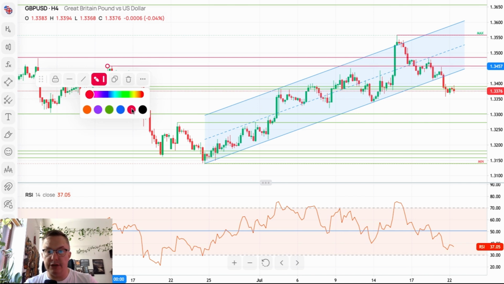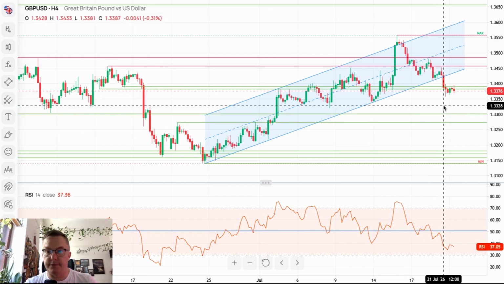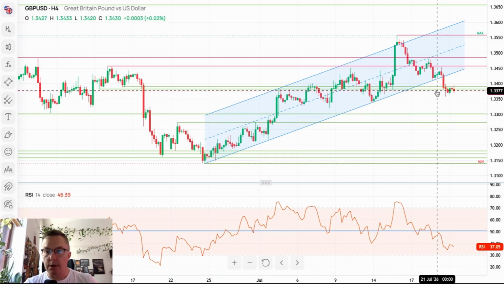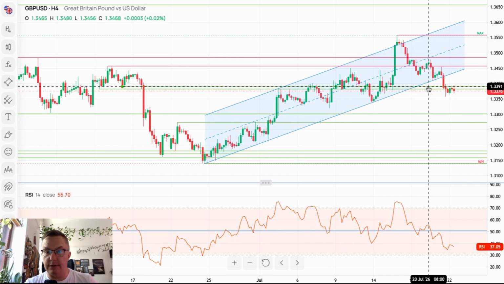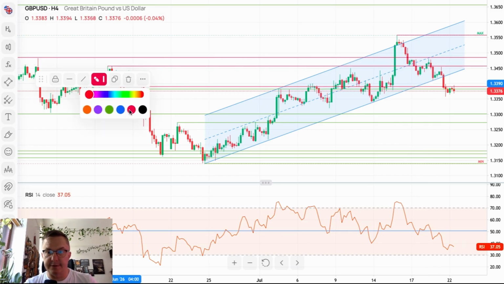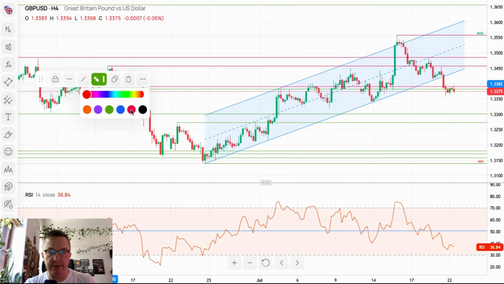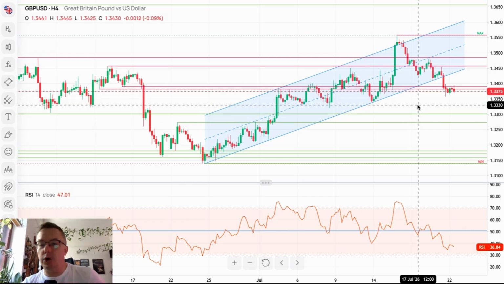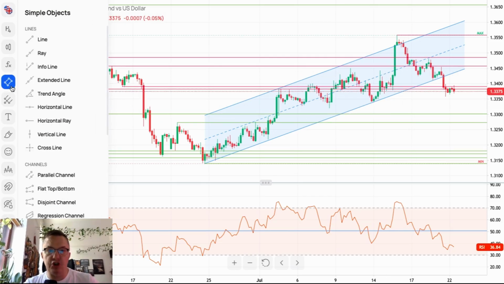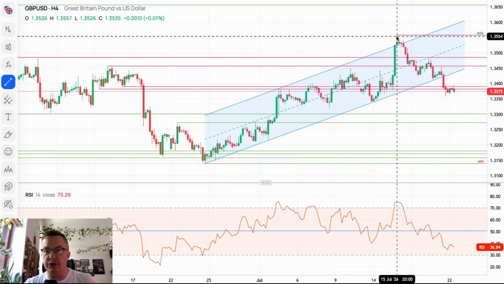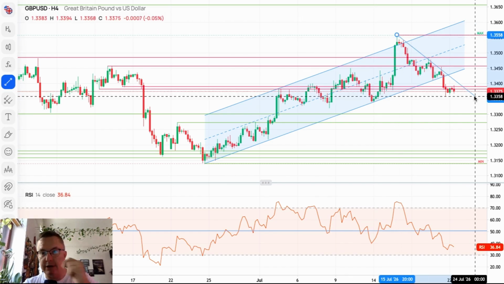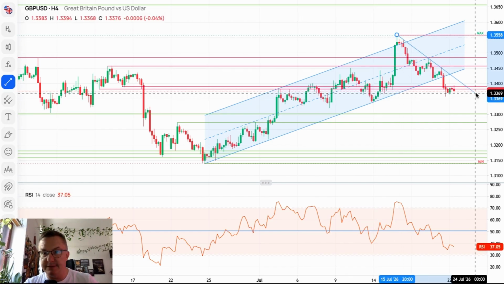We need to change the color of our levels from green to red, because now they will act as technical resistance. So those levels have now changed the color to red. There you go. So what will happen now? I think we should add the trend line, just as we have this trend line on the euro dollar. As you can see, the market respects this trend line very well.